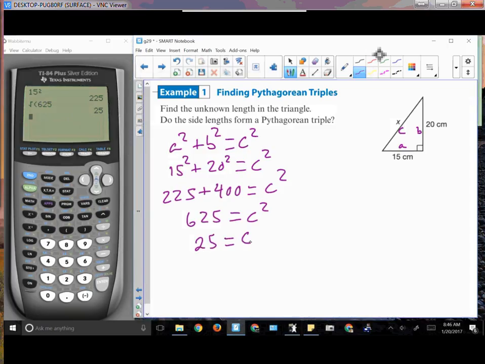So I've got a Pythagorean triple here that is going to be 15, 20, and 25. Okay. Now I want you to pay attention to something. 15 is a multiple of 3, correct? 20 is a multiple of 4. 25 is a multiple of 5. 3 times 5, 4 times 5, 5 times 5. So that original Pythagorean triple of 3, 4, and 5 shows up in here again. Okay? It's a multiple.